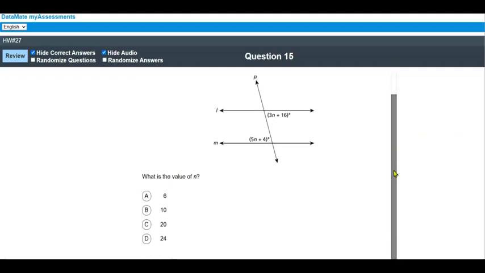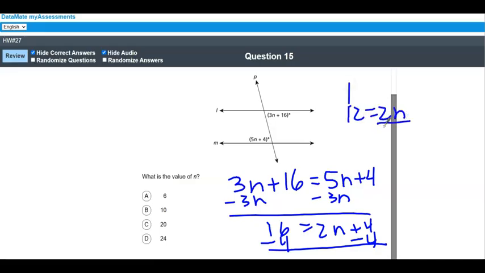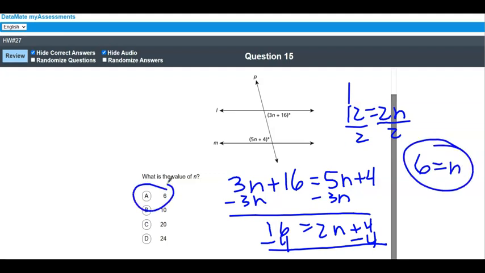In this example, they're asking you to find the value of n by knowing that these two angles are alternate interior angles, and alternate interior angles are equal. So 3n plus 16 is equal to 5n plus 4. So I'm going to subtract 3n from both sides. And I'm going to subtract 4 from both sides, giving me 12 equals 2n. And when I divide both sides by 2, I get n is equal to 6.